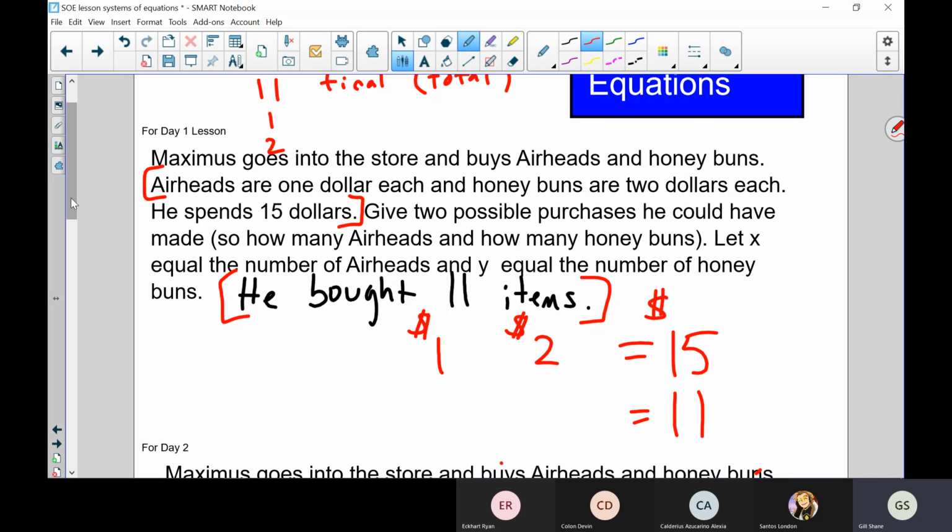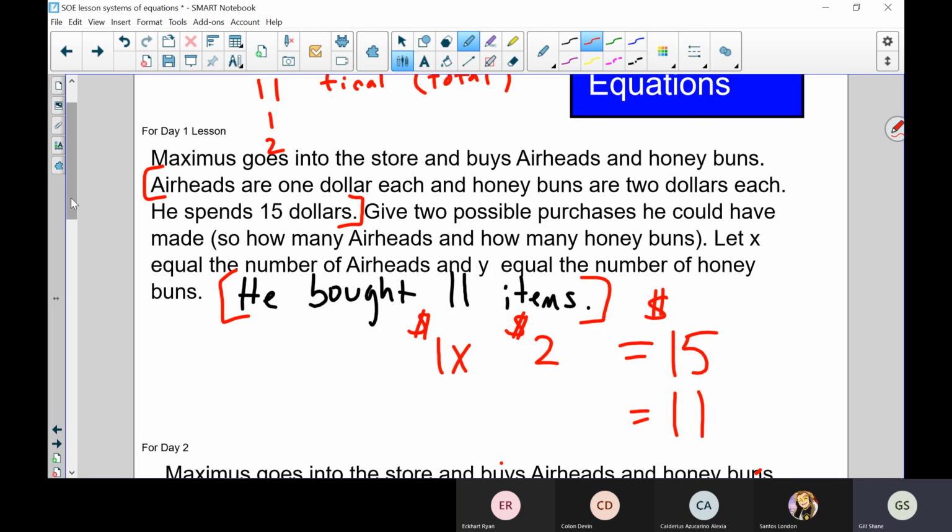So, what am I missing in this equation? I got a 1, a 2, and a 15. I need variables, right? That's the whole point of an equation. I'm trying to figure something out. X and Y. I've already told you what the variables stand for. What was X about? X is airhead. Which money number is about airhead? 1. So guess where the X goes? Behind the 1. Yes, sir. Goes with the 1.